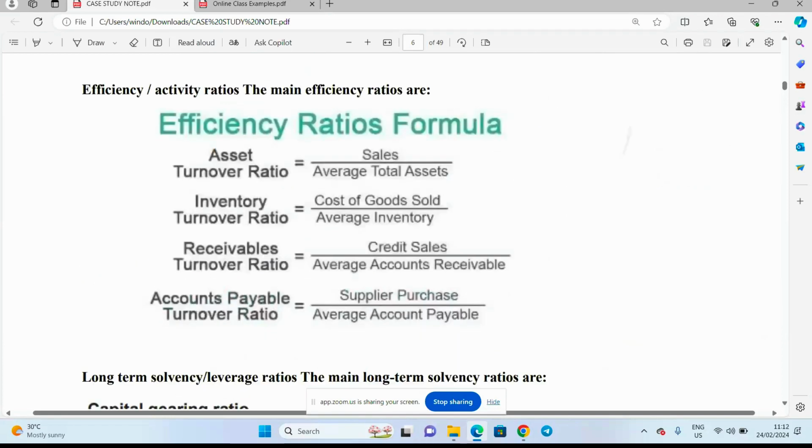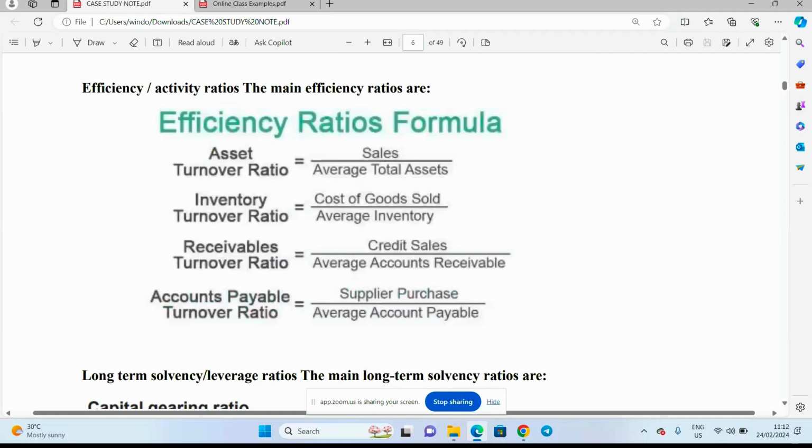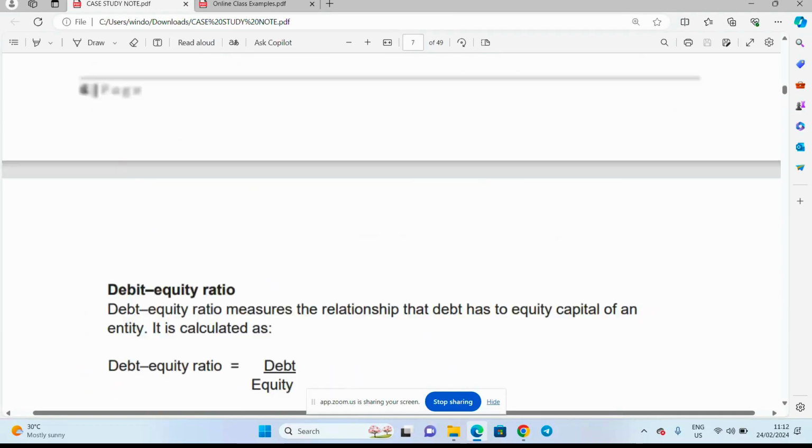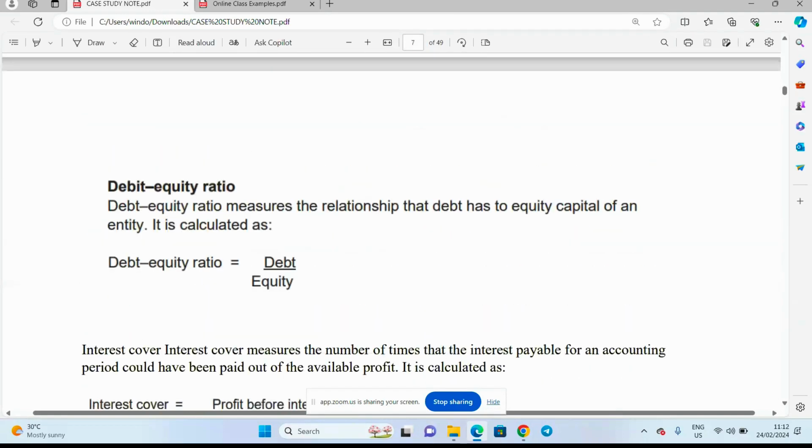So the next one we are going through is efficiency ratio. There's something called asset turnover ratio, which is sales over average total assets. Then the other one, inventory turnover ratio, cost of sales over average inventory, receivable turnover ratio, credit sales over average receivables, and then capital gearing too. In capital gearing, it is preference share plus non-current liability over equity, which is always debt, and debt equity ratio is the one they normally test most things.